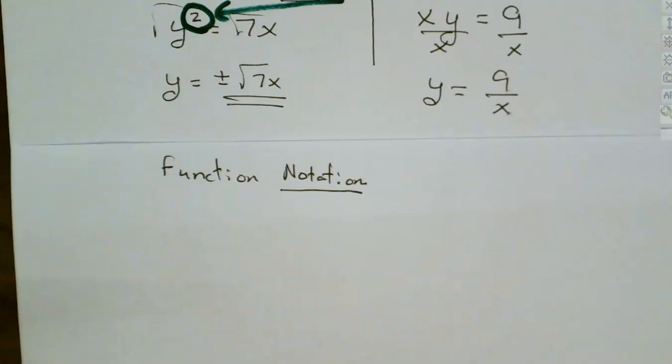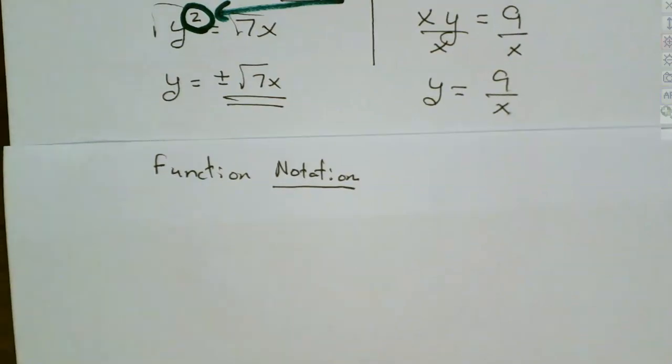Now a cube would work, but I don't give you cubes. I don't try to confuse you like that. But if this would have been a y cubed, it would work, because you don't have a plus or minus with a cube. But I don't even give you those. I just give you the simpler ones. Okay, so just remember, you have to be able to get the y by itself, and if you get a plus or minus, that means that it's not a function.